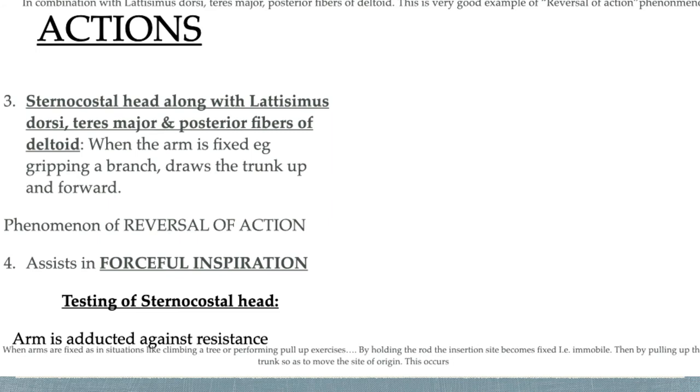The other function of pectoralis major muscle is to assist in forceful inspiration. During this movement also, the insertion is made fixed, whereas the origin moves. That is, during deep inspiration, the ribs move, whereas the site of insertion is made fixed. These two movements are very good example of reversal of action phenomena.